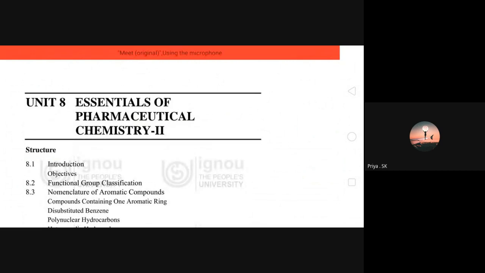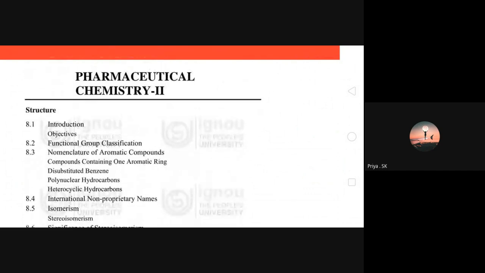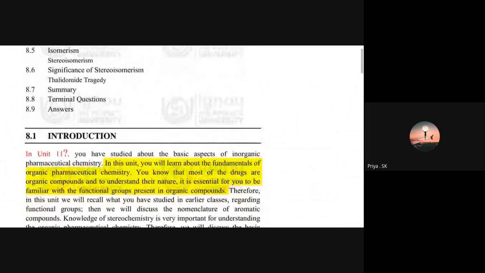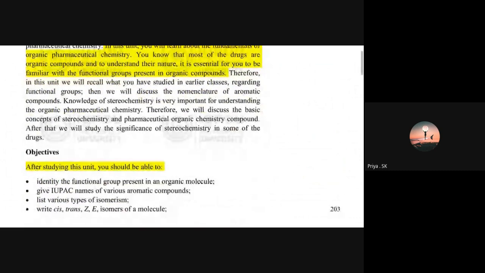Now, the next chapter is Essentials of Pharmaceutical Chemistry, second part, that is continuation of the first part. In this unit, you will learn about the fundamentals of organic pharmaceutical chemistry. In the previous unit, we learned about inorganic pharmaceutical chemistry. In this unit, we will learn about organic compounds or organic pharmaceutical chemistry. You know that most of the drugs are organic compounds, and to understand their nature, it is essential for you to be familiar with functional groups present in organic compounds.